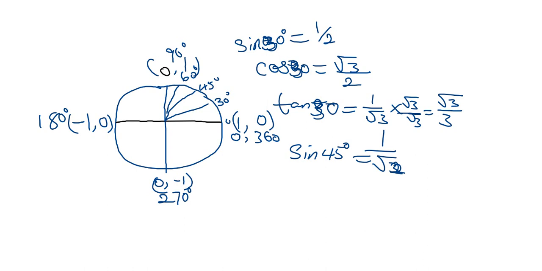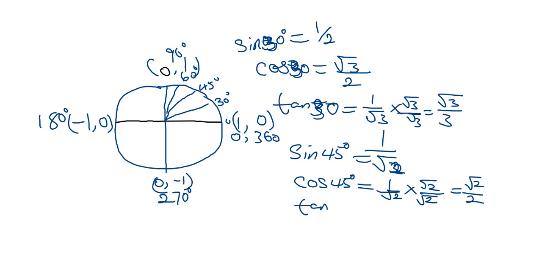Then let's look for cos 45 degrees. What is cos 45 degrees? This will give us 1 over root 2. Rationalizing this will give us 2 over root 2, and this will finally be root 2 over 2. You cannot leave it like this. Now let's look for tan 45 degrees. What is tan 45 degrees? Tan 45 degrees is equal to 1. So that's just it. You just need to know.